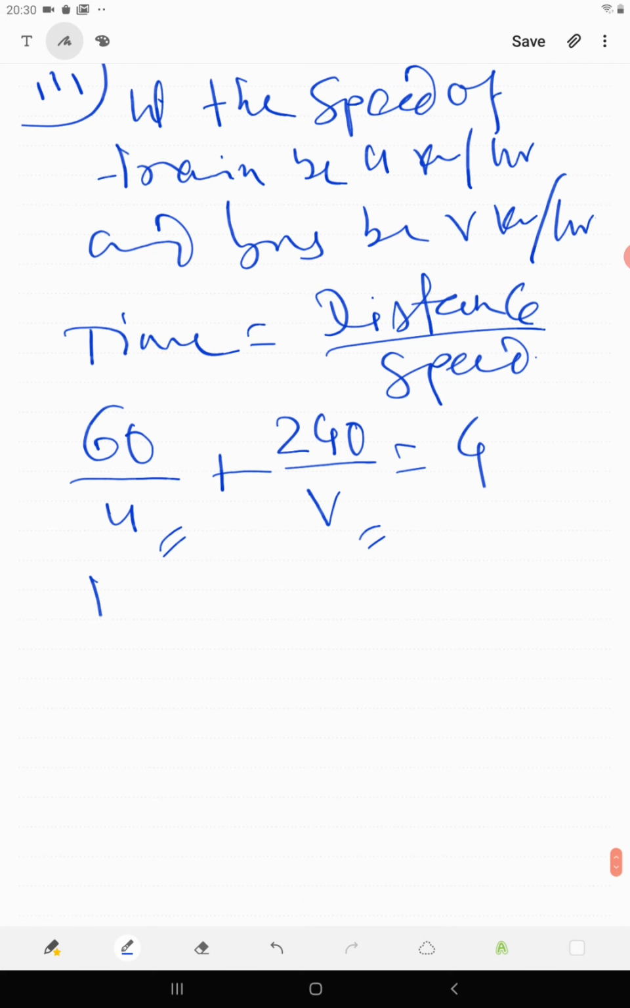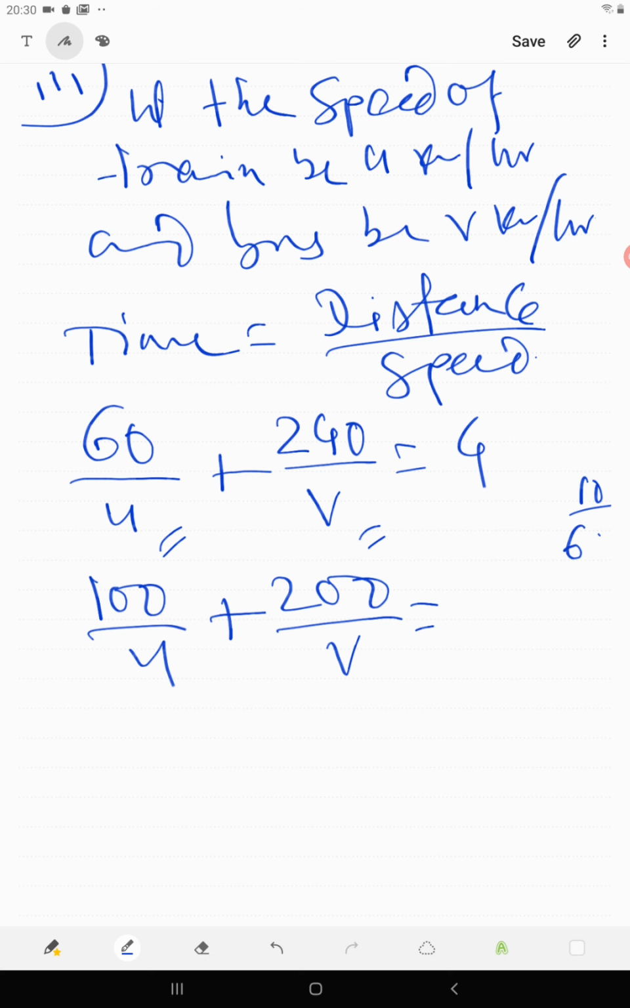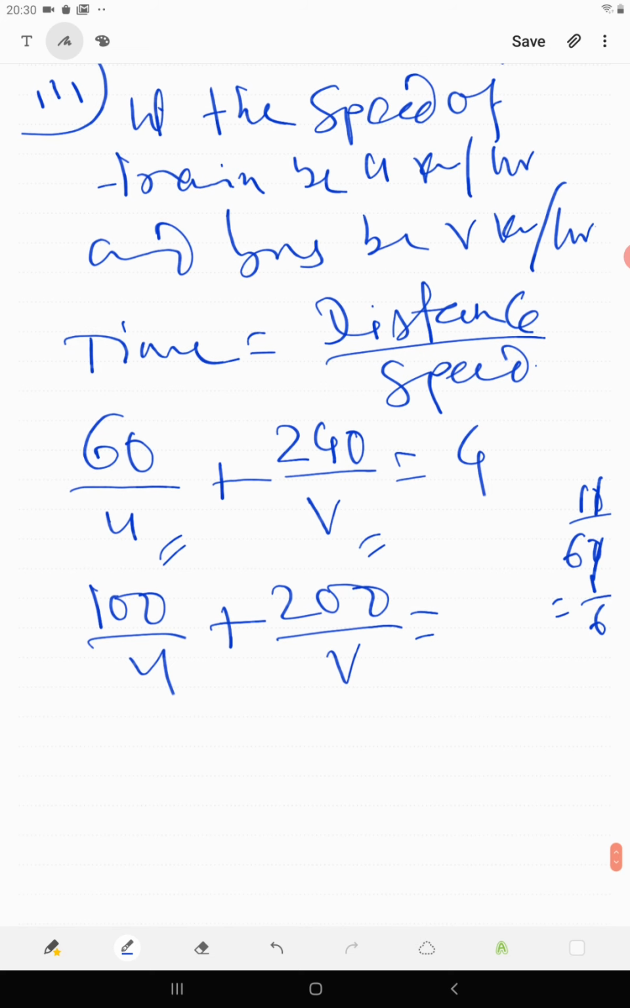Similarly, the second part time is 100 by u plus 200 by v. Because 100 kilometers is traveling by train and 200 kilometers by bus. Now this is taking how much? 10 minutes extra. So 10 minutes, you can write it as 10 by 60, so this is 1 by 6 hours. So 4 plus 1 by 6. I converted to hour. 10 minutes extra she is taking. So 10 minutes, if you are converting to hour, it is 1 by 6.